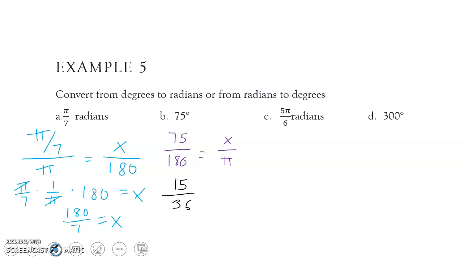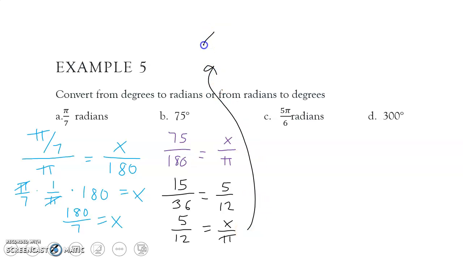And if that's true, I can reduce even further because I think I could divide by 3. So that would be 5, and 3 goes in there 12 times. So 75 over 180 is the same thing as 5/12. So I'm going to do 5/12 equals x over pi, and in order to find x, all I need to do is multiply by pi. So I'm going to do that up here. X is 5/12 pi radians.